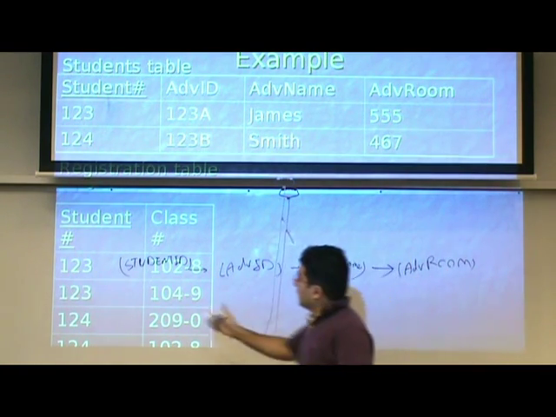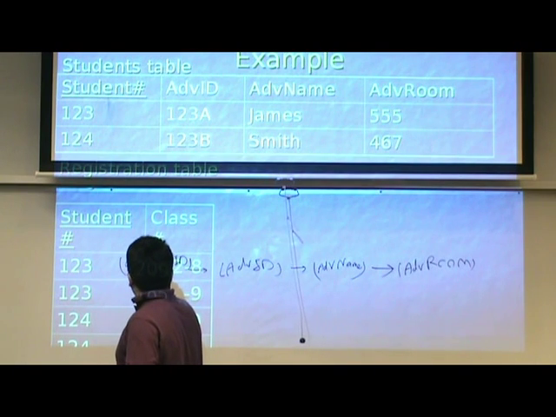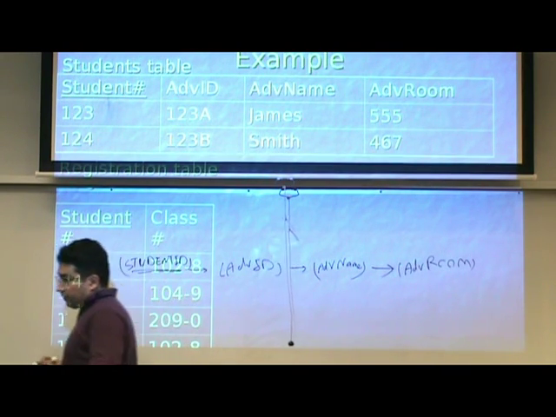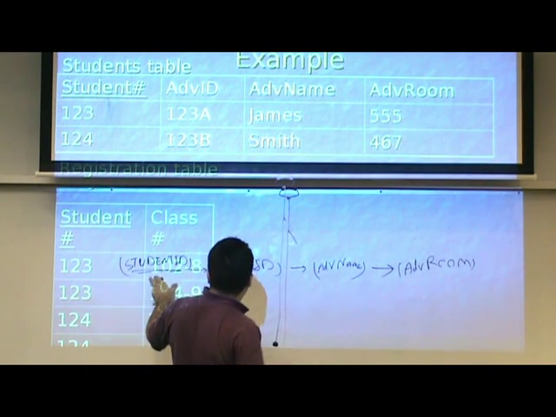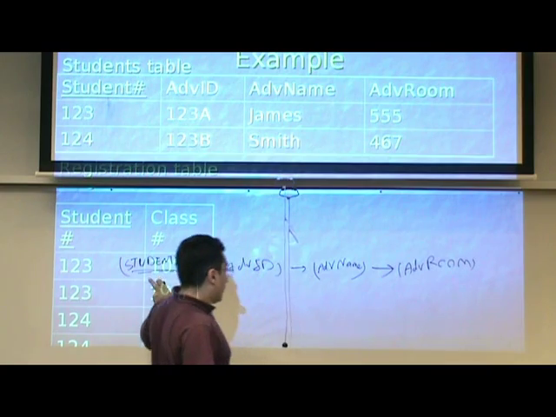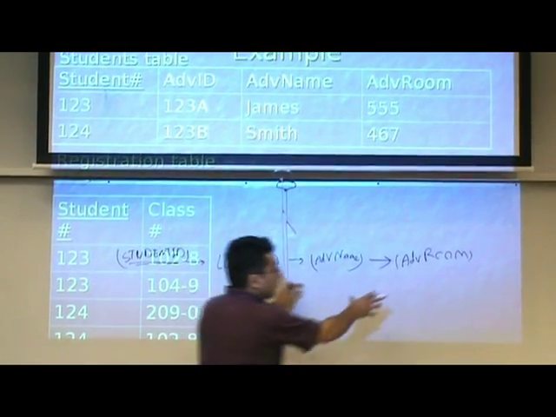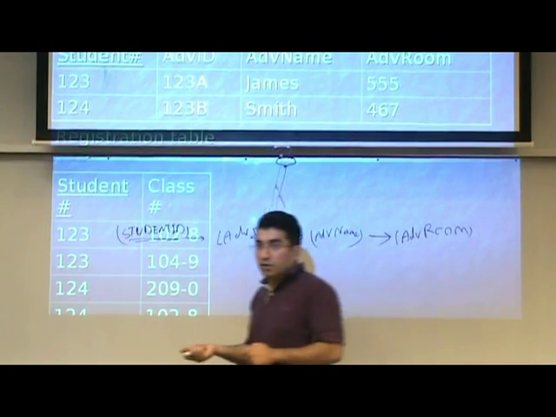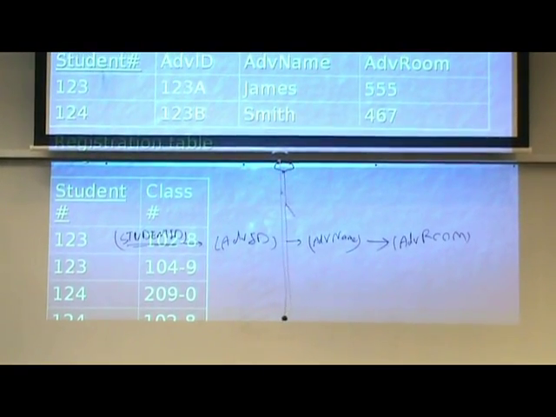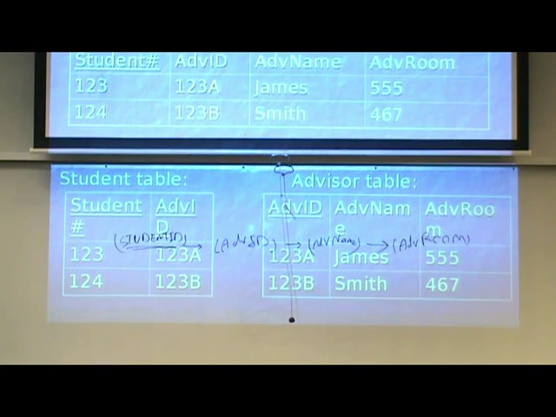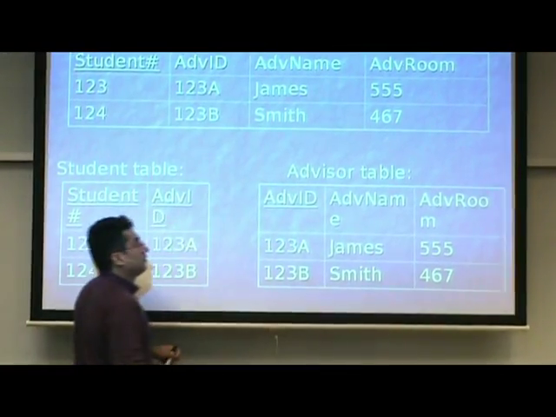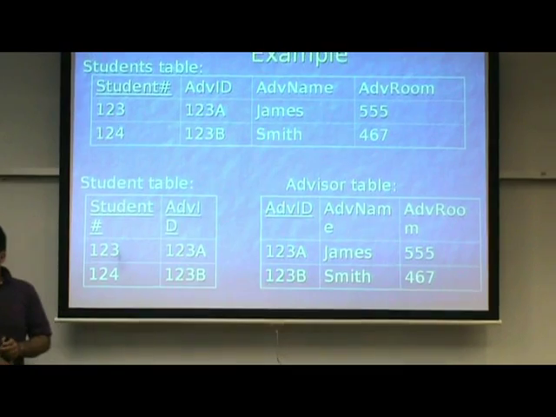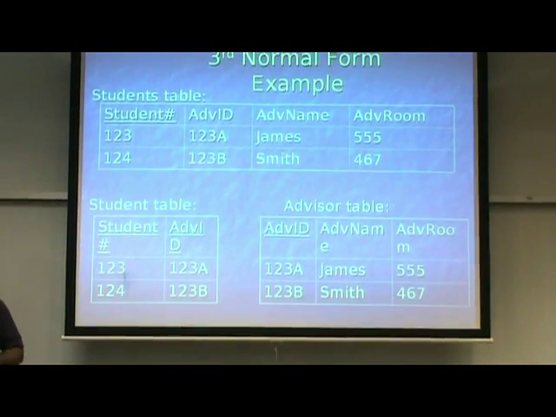So this is transitive dependency, right? This attribute doesn't depend on the primary key. This is the only primary key you have. Again, this attribute also doesn't depend on the primary key. What we should do is take these two attributes out into another table. Now, in the third normal form, as I told, we break the student table into two tables.